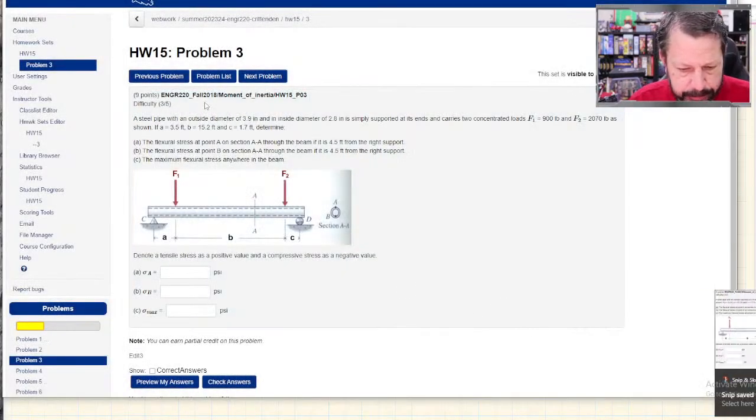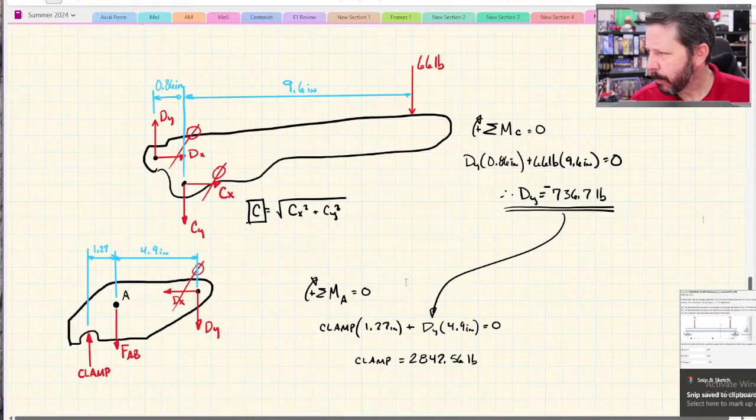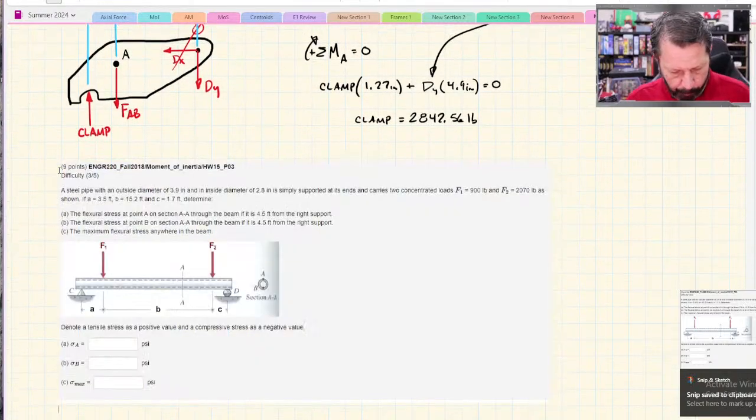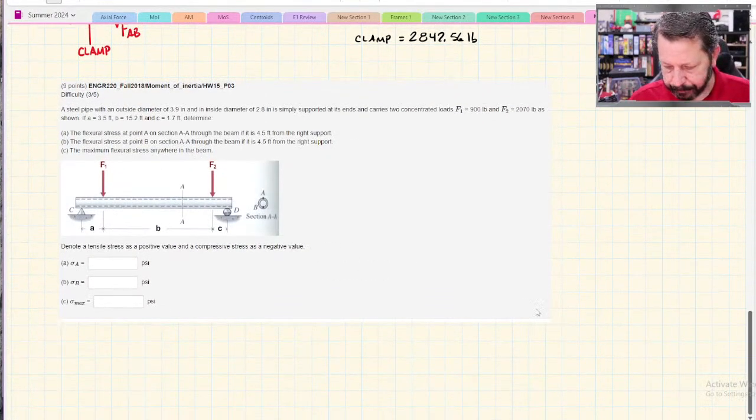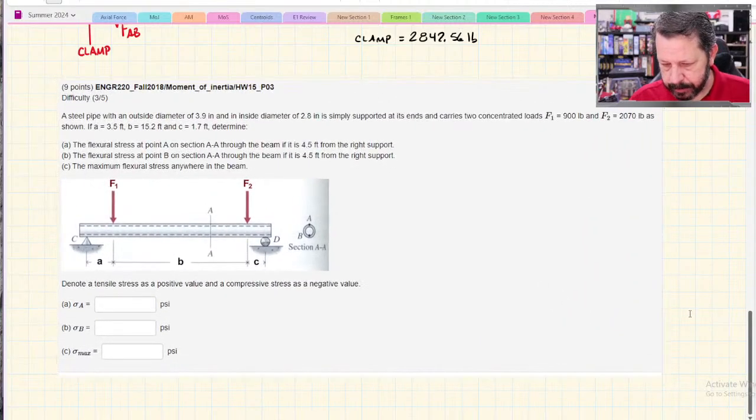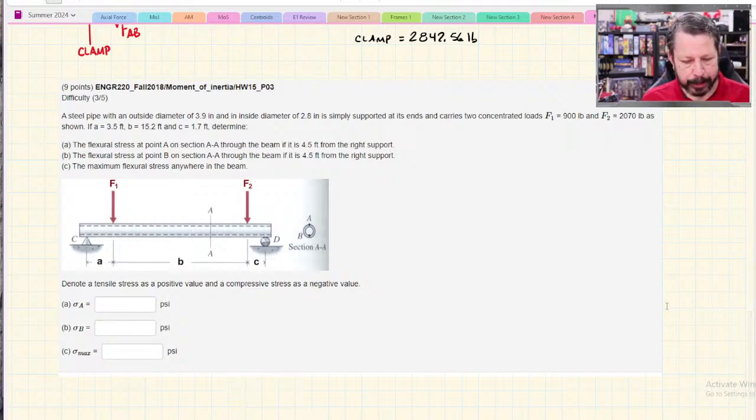So this is 15.3. Okay. So first of all, let's see if we have symmetry. I do not have symmetry. It looks kind of like symmetric. It could be symmetric, F1 and F2, but first of all, they're not the same value. They're different forces. And they're not the same distance from their support. So it's not a symmetric thing.